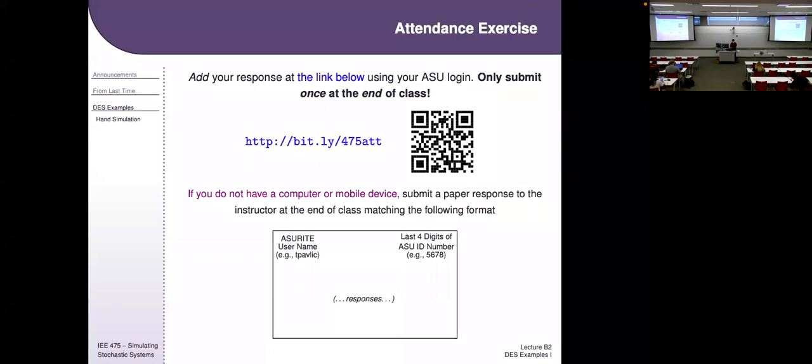And the question I'll ask here is, what does LS plus LQ represent in the hand simulation? So what does LS plus LQ correspond to in the hand simulation?